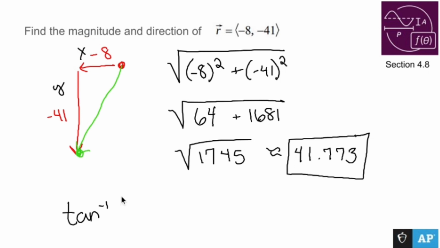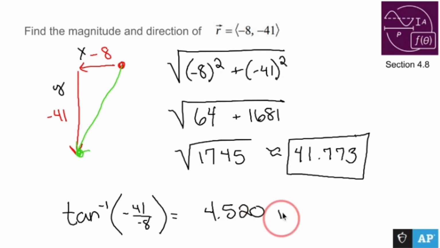So the inverse tangent of negative 41 over negative 8. Okay, which requires the use of a calculator. So let me go off to the side and figure that out. All right, so this one you're looking at 4.52 radians. And 4.520 radians after you round everything together.